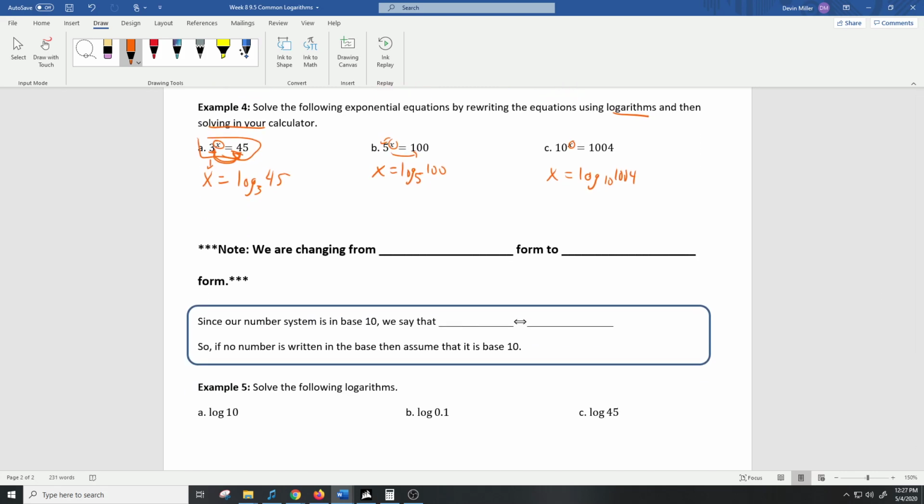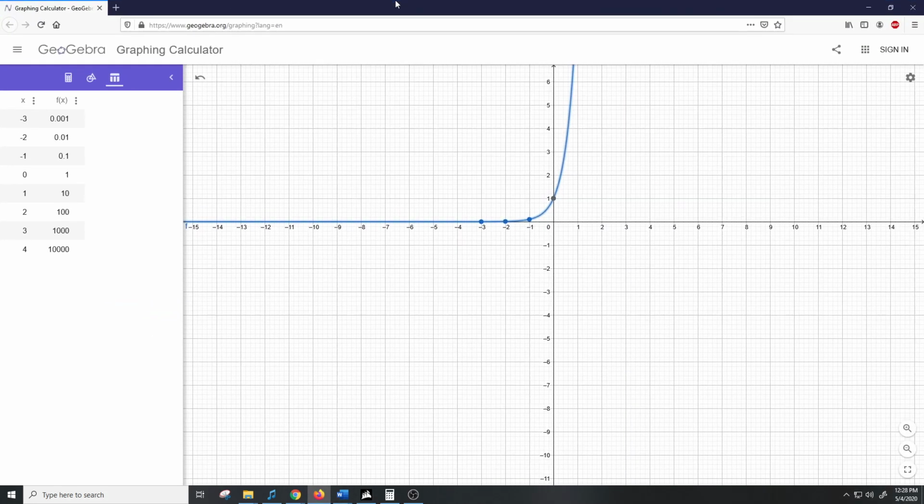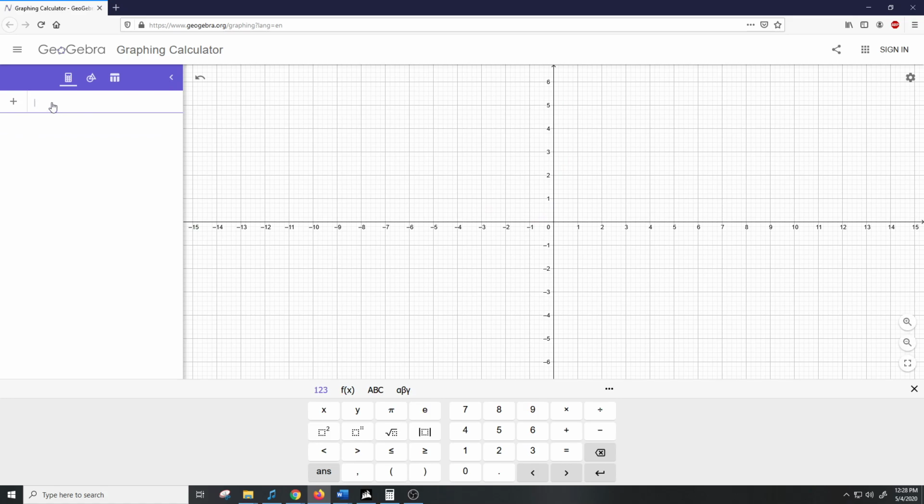Okay, let's put this in the calculator. I'm going to bring up that website. So right now we have the table up here. You want to actually click on calculator. And if you don't want this to show up, I think you can just click on these buttons here and hit delete. That way you can start fresh. If you click in the space here, you should see a calculator show up at the bottom.